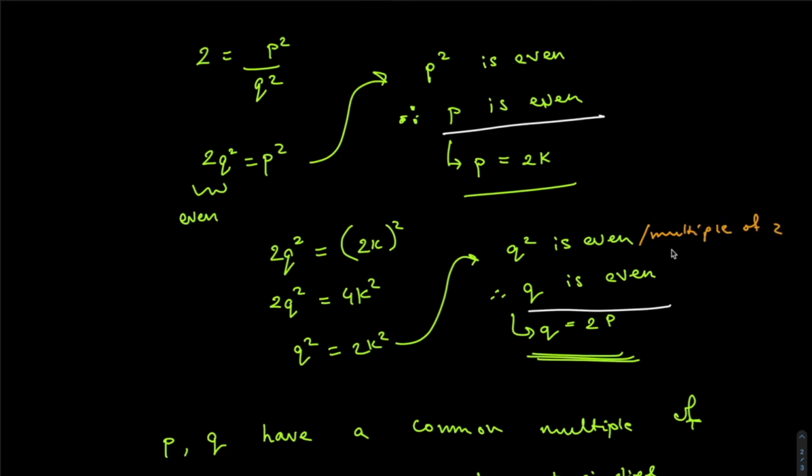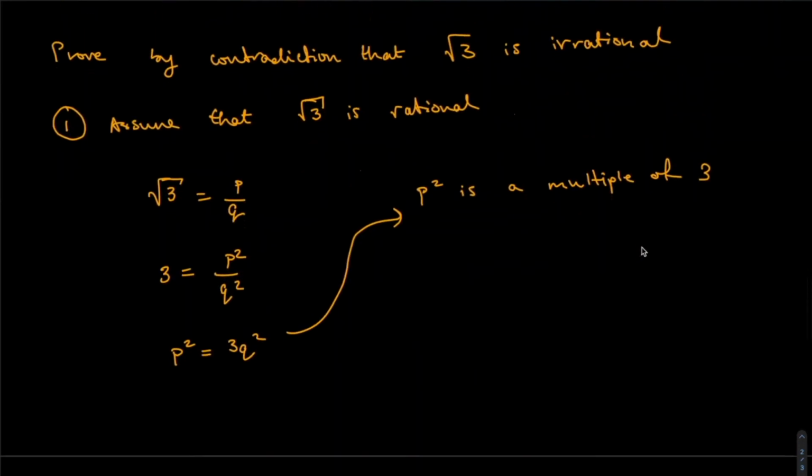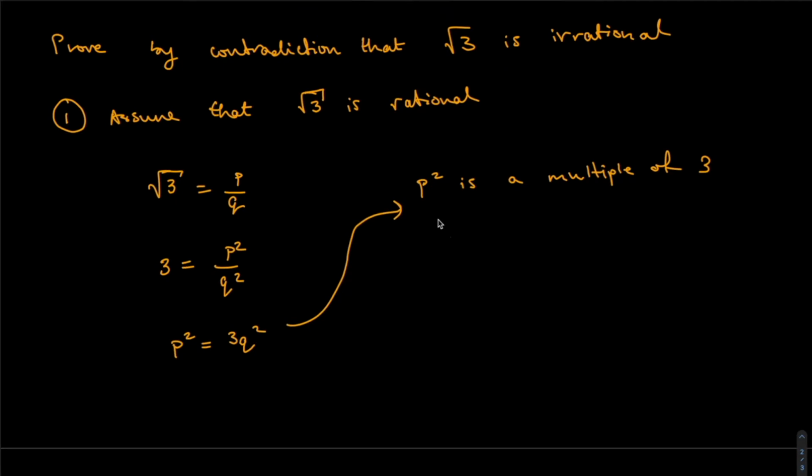Multiple of 2. And same thing goes here, and same thing goes here. Right? That's the same thing. So I can write, therefore, p is a multiple of 3. Right? And you can check this out on your own, right?